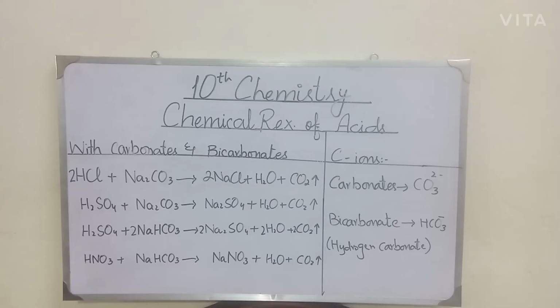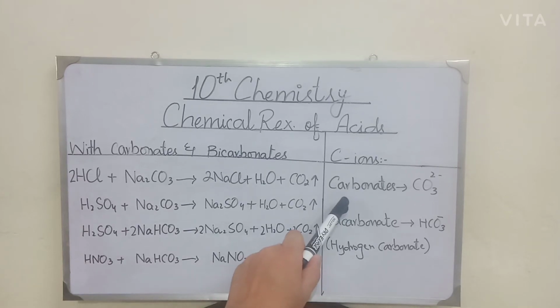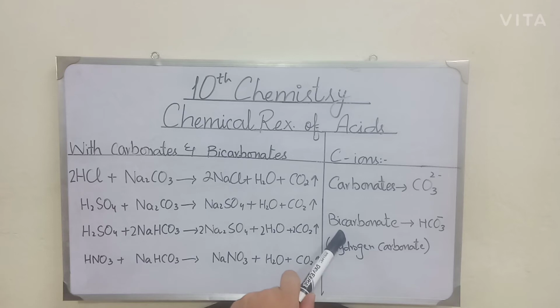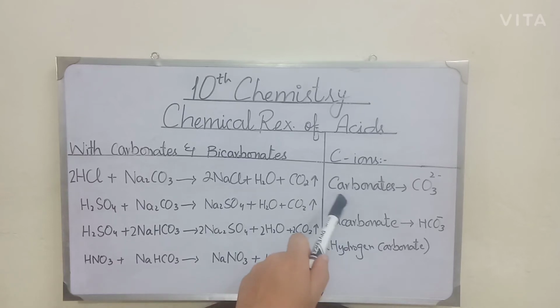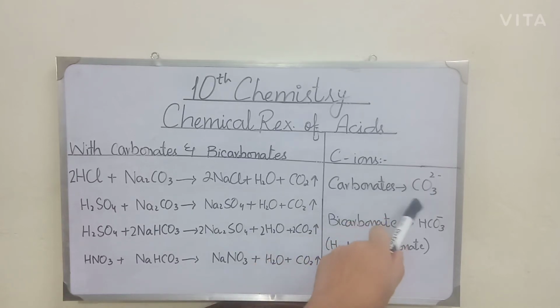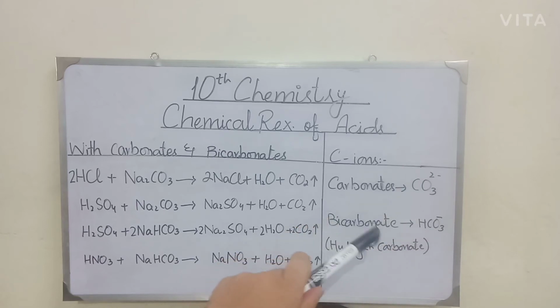So the next reaction is with carbonates and bicarbonates. Prior to discussing this type of reaction, first of all we will discuss the types of ions of the carbon atom. Carbon atoms basically have 2 types of ions. Number 1 is carbonate ion and number 2 is bicarbonate ion. Carbonate ion is written as CO3 2 negative. CO3 has 2 negative charge.